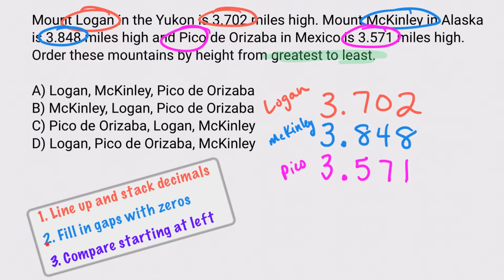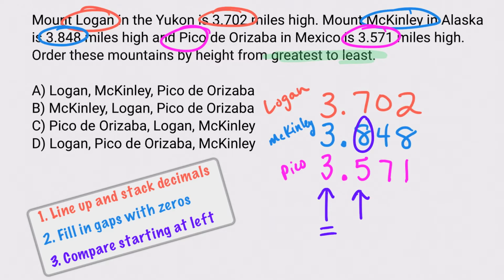Now I'm on to step 2, fill gaps with zeros, but I don't have any gaps. So now I'm going to step 3, compare starting at the left. But the ones place is equal. So I move over and I'm comparing these numbers right here. And as I'm comparing these, I notice that the 8 is greater. So I'm going to circle that 8.